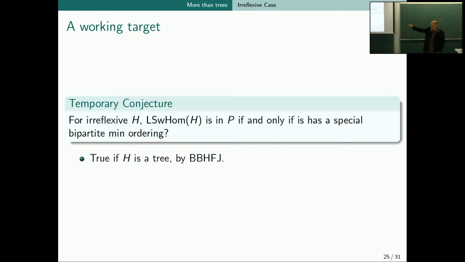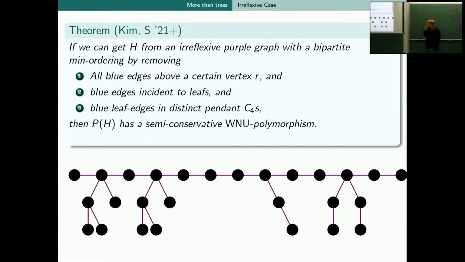It's a temporary conjecture because we don't have a lot of evidence for it. What is our evidence? Well, it's true for trees. And it would be nice. So this is why it's a temporary conjecture, because we're not so confident in it. But it gives us a goal to shoot for, right? And so towards that goal, what can we do?